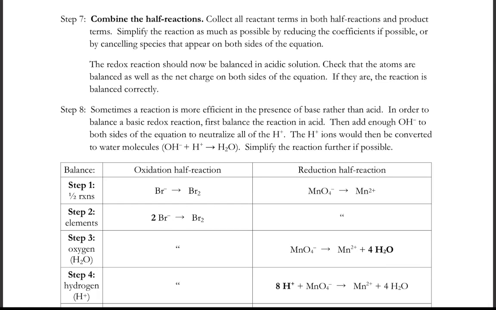Okay, the last step, step 7, is we combine the 2 half reactions. Remember, we separated that overall reaction into 2 half reactions. Now we combine them into one overall reaction. We collect all reactant terms and product terms from both half reactions. We simplify the reaction as much as possible by reducing the coefficients. So maybe everything can be divided through by 2. So we do that. Also, if we have species on both sides, we will subtract so that we will end up with them only on one side. And the balanced reaction can then occur only in acid, but that's okay because commonly reactions are done in acid.